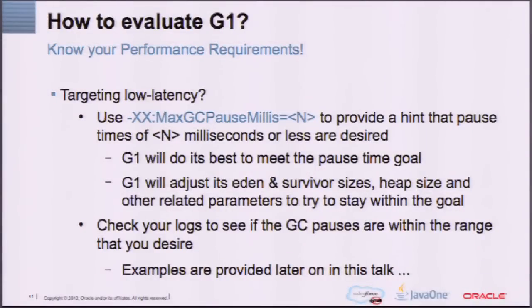So let's say we're targeting low latency. You should know this flag. It defaults to 200 milliseconds. If you want lower or higher, set it on the command line. It provides a hint to the collector that you need pauses less than or equal to that many milliseconds, and G1 will do its best to meet the pause time goal. How will it do that? It'll adjust its Eden and survivors, the heap size, and other related parameters to stay within that goal. Charlie spoke about that earlier.